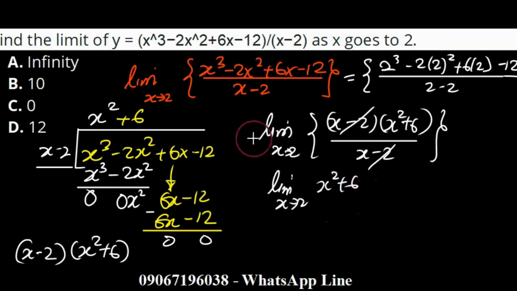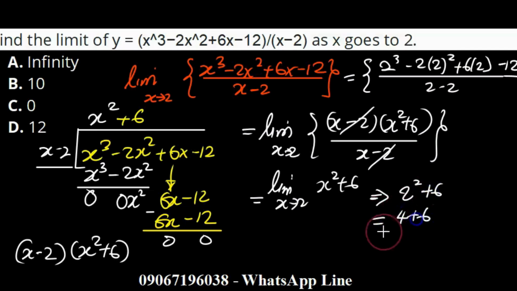If I substitute that, I'm going to get that. So wherever I see x, I substitute 2. This is going to give me 2 squared plus 6, which is 4 plus 6, and that's going to give me 10. So the answer to this question is option B, which is 10. So that is how to solve this limit.